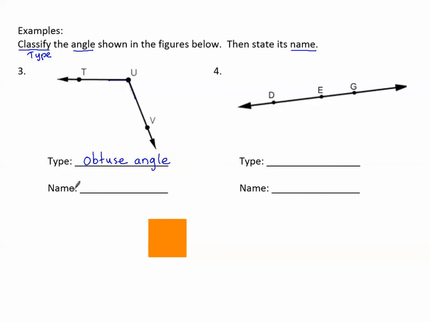How do we name the angle? We start from a point on one of the sides. So I can start at T, U has to be in the middle, and go to V. Angle T, U, V. I could have started on this side, so I'm going to say or angle V, U, T. But the letters that are on the sides must be on the sides of the angle name. The vertex, which is point U, has to be in the middle, just like that's the middle from those 2 points.